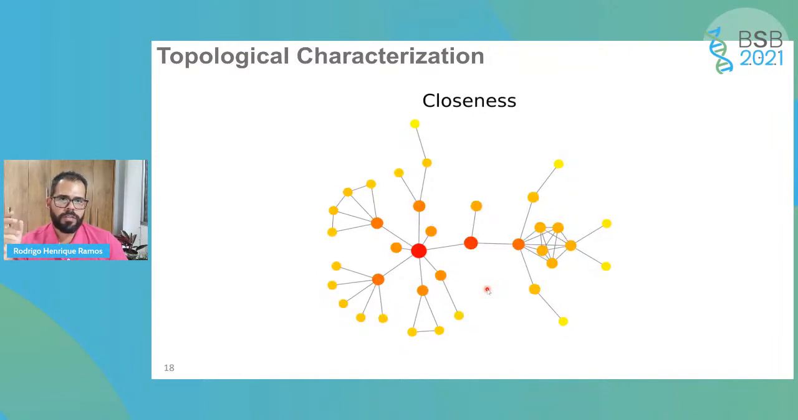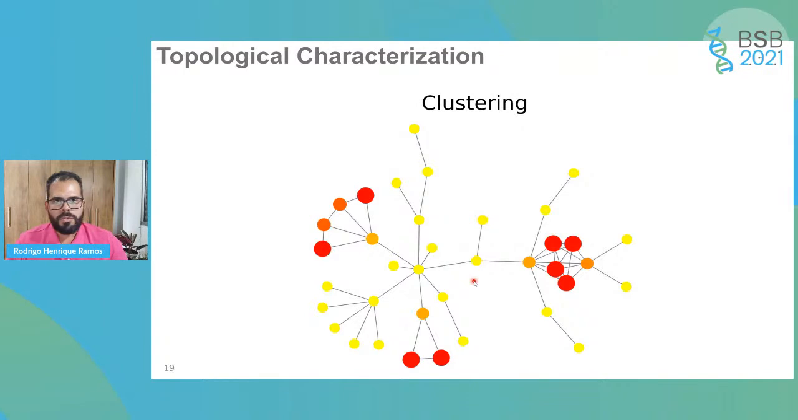And using another centrality measure, the closeness centrality, that measures how close a node is to every other node. So from this node, the shortest path to any other node. We see that this node is closer to the other nodes in the network than this one. So they have the same degree, but when we look at the closeness centrality, they change score.